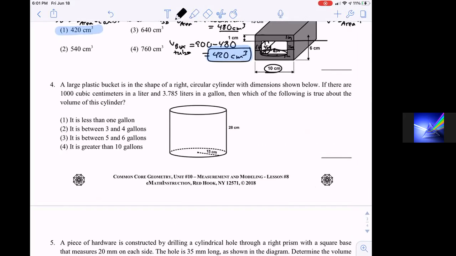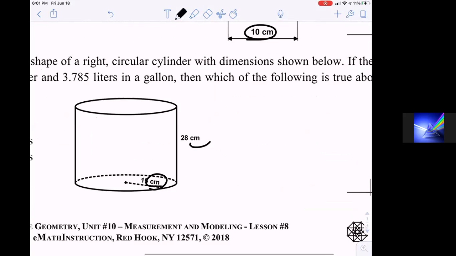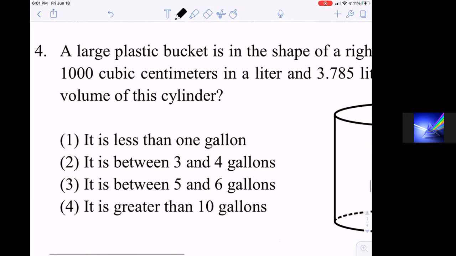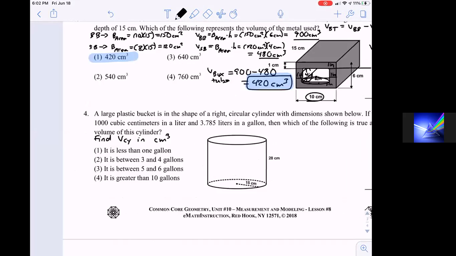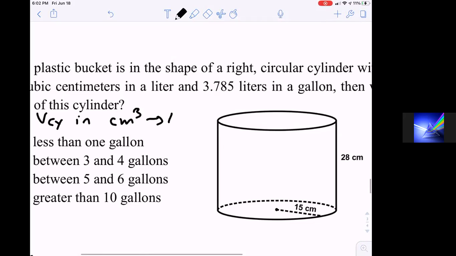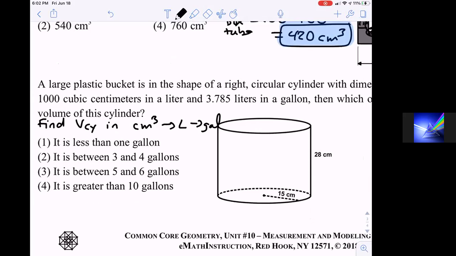Number 4, a large plastic bucket in the shape of a right circular cylinder with dimensions as shown. If there is 1,000 cubic centimeters in a liter and 3.785 liters in a gallon, then which is true about the volume of the cylinder? Okay, so basically, since the units are originally in centimeters, first find the volume of this cylinder in cubic centimeters. Use the units that are already given. Then we will convert this to liters. Then we will convert this to gallons, because we have what are called conversion factors to go from cubic centimeters to liters, then to gallons.